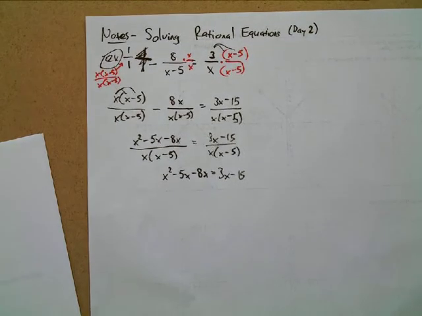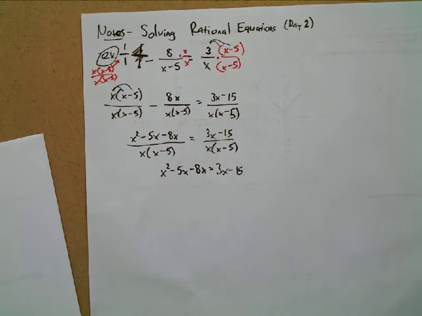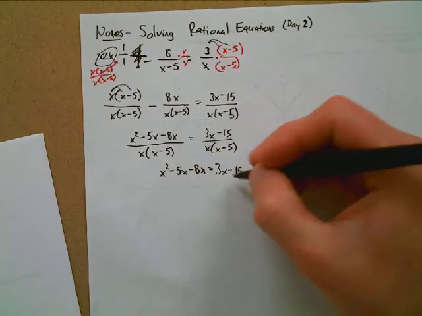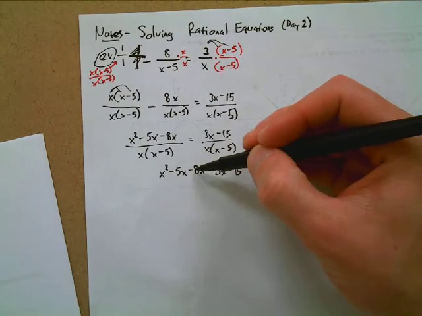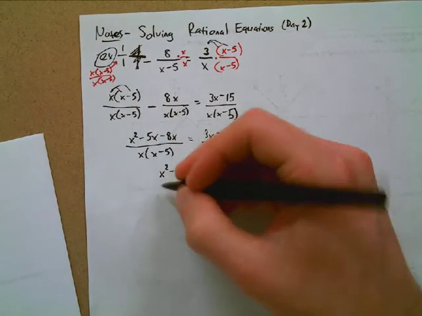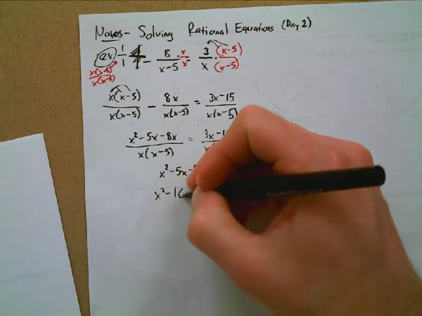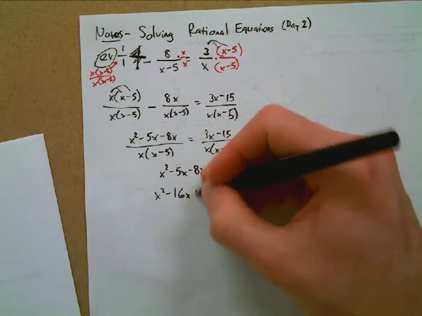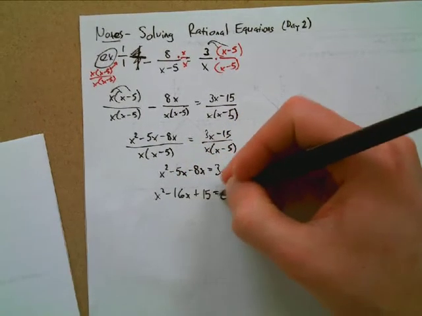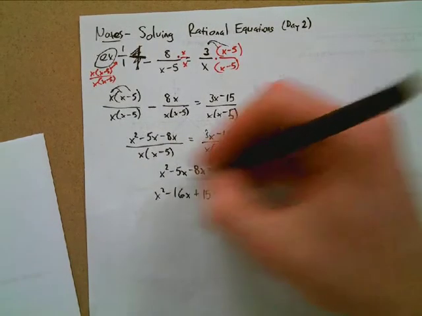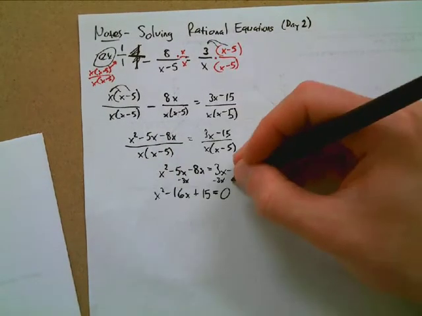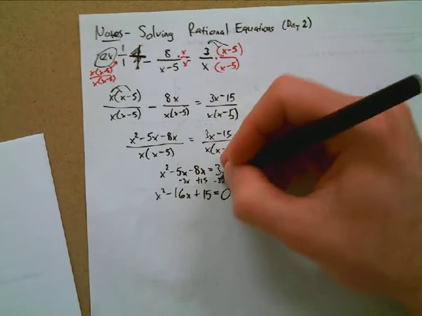All right? And now it's quadratic. And in order to solve a quadratic equation, we have to be equal to what? 0. So we'll subtract the 3x over, add the 15 over, and I'll also combine: negative 5, negative 8 make negative 13, minus another 3 will be negative 16. And then add the 15 over, so we get that. Again, I subtracted the 3x over. I added the 15 over. Okay.